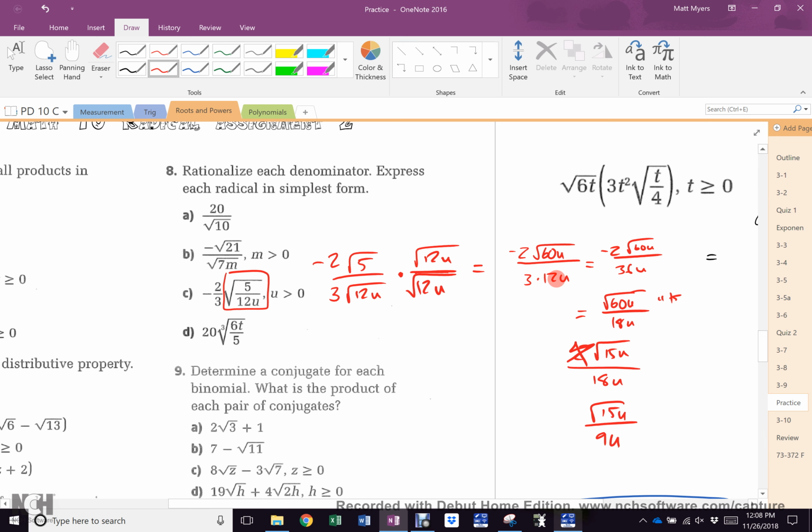Three times 12u, because the root of 12u times the root of 12u is the root of 144u squared, which is 12u. Everybody good? Okay. Take what you know, apply it to a new situation. Jasleen.